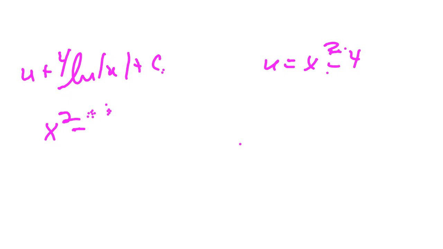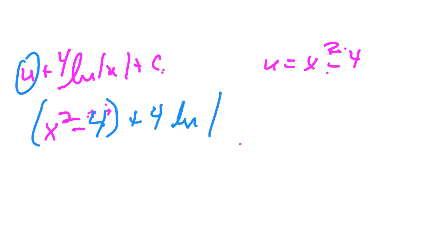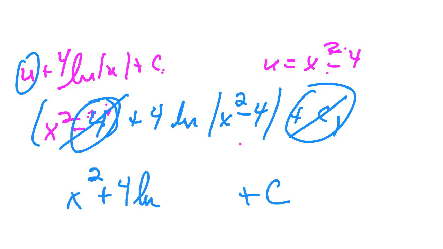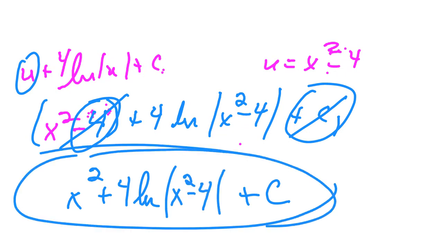Talk. So anyway, I had x squared minus 4, that's my u, and then plus 4 natural log of the absolute value of x squared minus 4, and then I'm just going to say plus c1. That minus 4 plus c1, I'm just going to call a plus c, a different constant at the end. So it becomes x squared plus 4 natural log of the absolute value of x squared minus 4, and then plus c. That should be the answer to our integral.